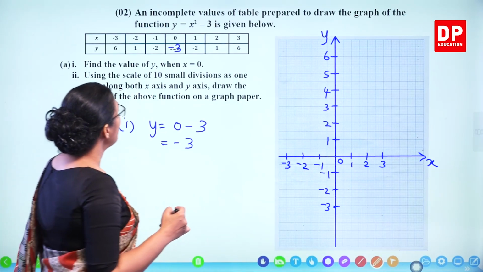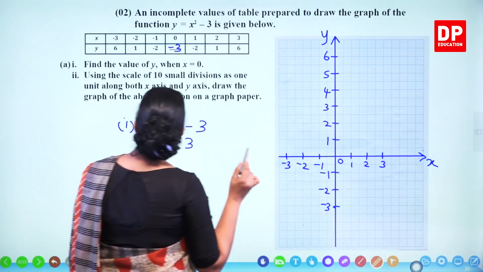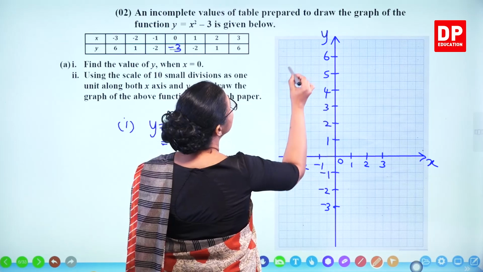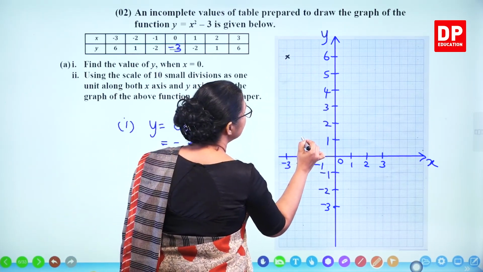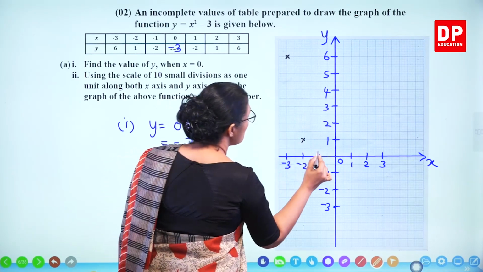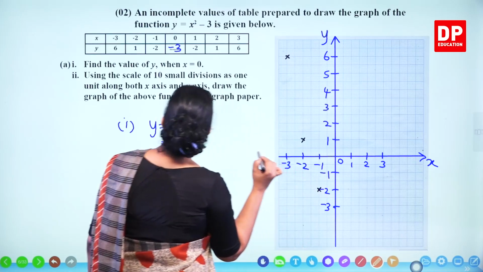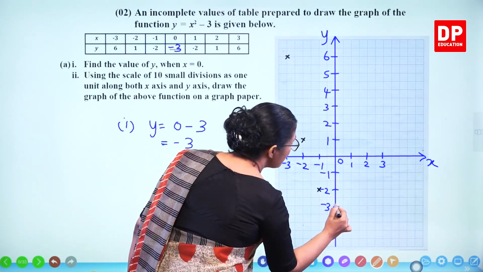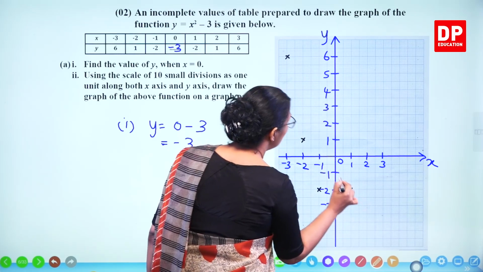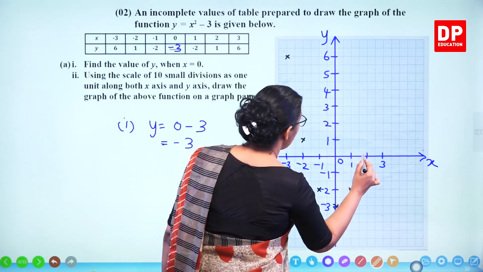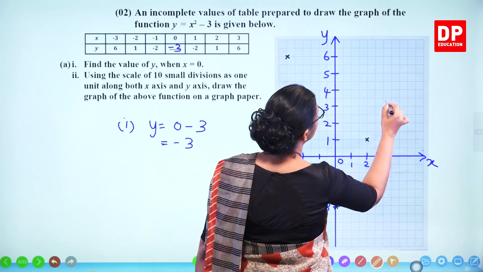Now we'll mark the points. Minus 3 with 6. Minus 2 with 1. Minus 1 with minus 2. 0 with minus 3. 1 with minus 2. 2 with 1. 3 with 6.